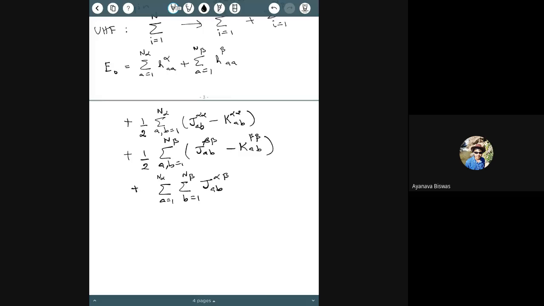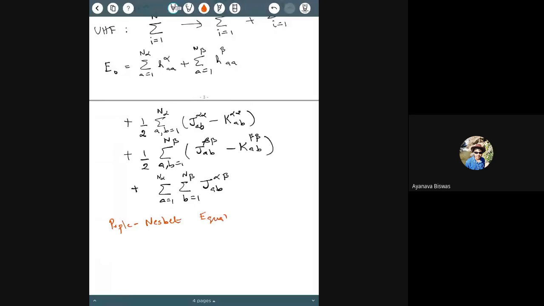For the unrestricted case, the idea is the same. We will introduce a basis set and go from the operator equation to the matrix equation. The equations in this case are called Pople-Nesbet equations, because they were the ones who first derived them.